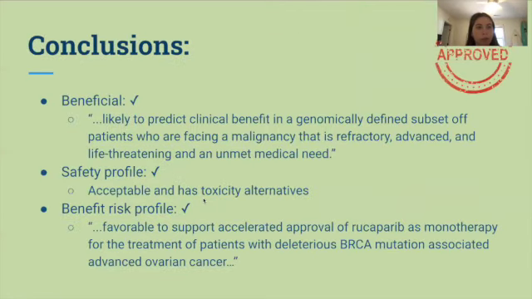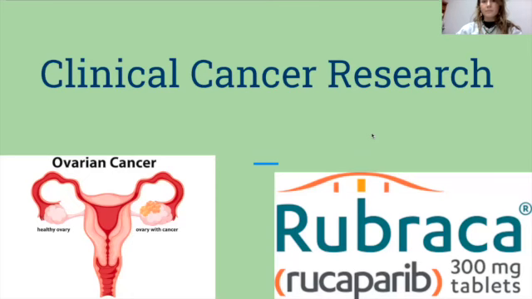In conclusion, this drug is beneficial because it's likely to predict clinical benefit from the safety and experiments from that article. The safety profile is acceptable and there are toxicity alternatives. Like I said before, there are other ways to combat those adverse reactions. The benefit-risk profile overall is favorable to support the accelerated approval of the rucaparib as a monotherapy for the treatment of patients with this BRCA mutation that is associated with ovarian cancer.